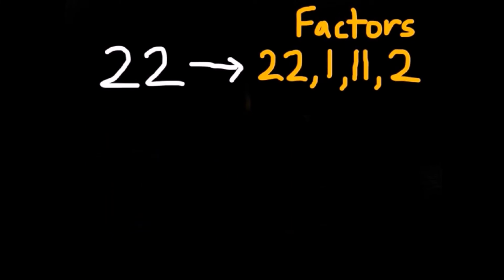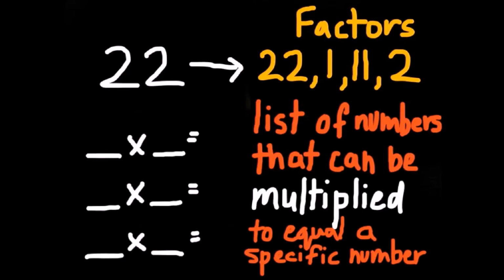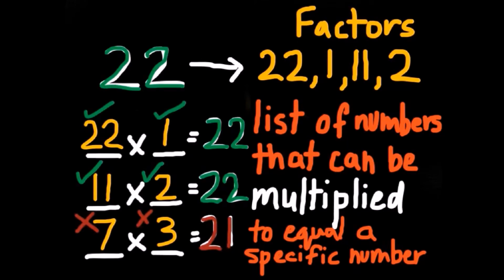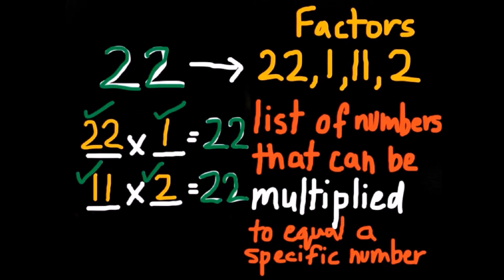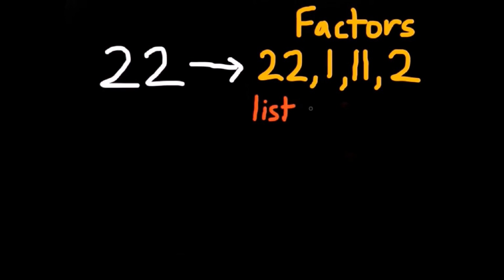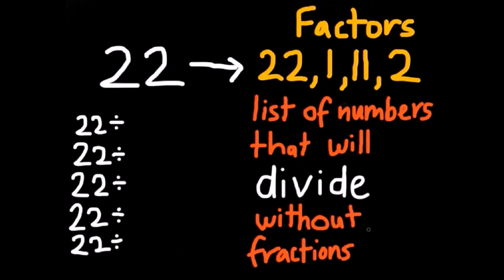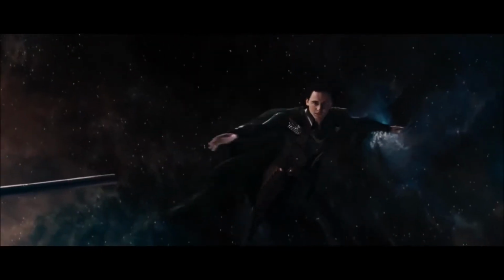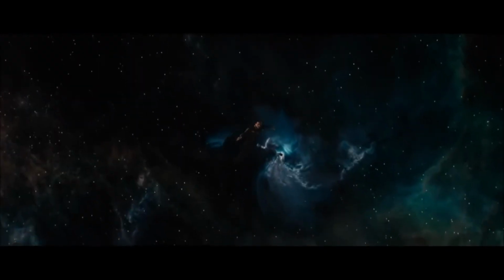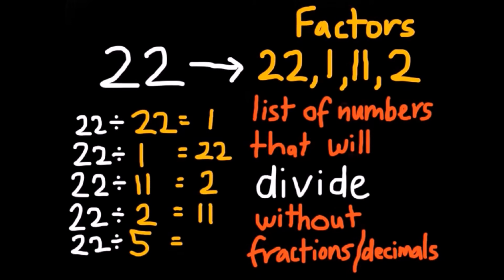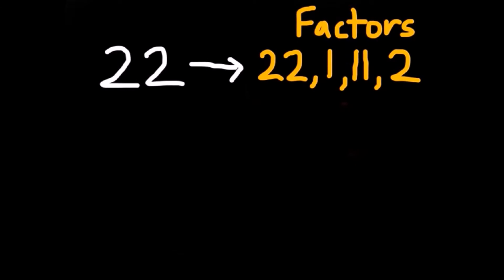There's two ways you can kind of think about it. You could say that factors are just a list of numbers you can multiply together to equal a number. Or you could think of it as all of these numbers are numbers that you can divide 22 by without getting sucked into the land of decimals and fractions. Either way you want to think about it, you should end up with the same list of factors.